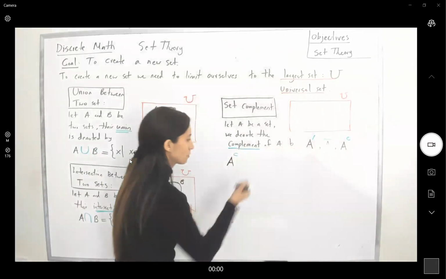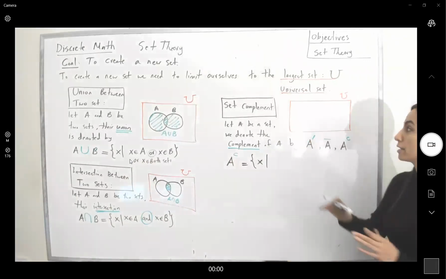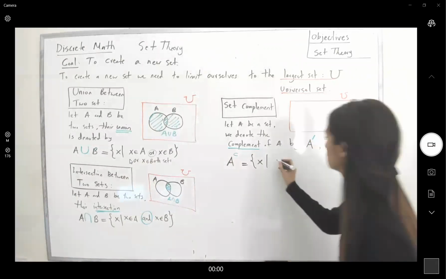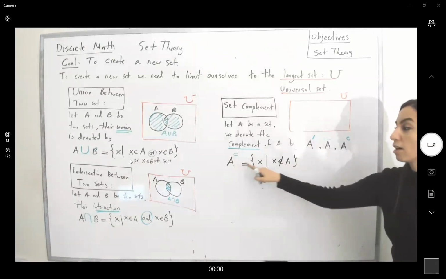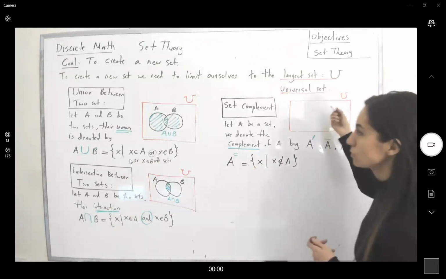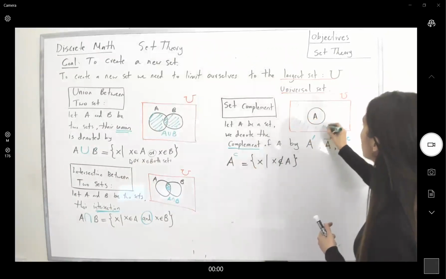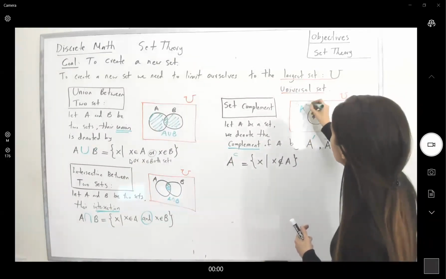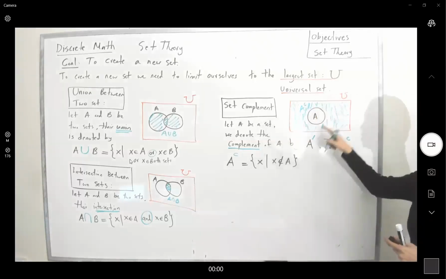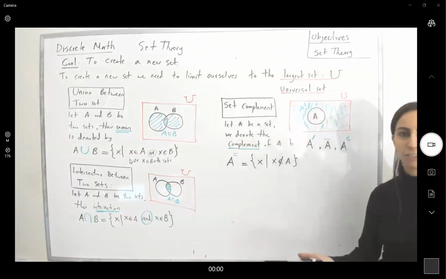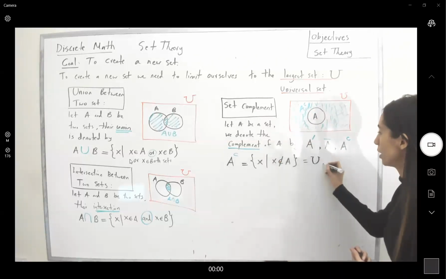A complement is the set of all values such that those values are in the universal set but not in A. X is not in A. A complement, all elements that are not in A. So if you have set A, the complement is going to be all of these elements outside set A. This is A complement, everything that is in U but not in A. And we denote this as U minus A as well.